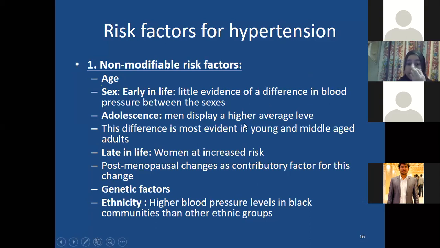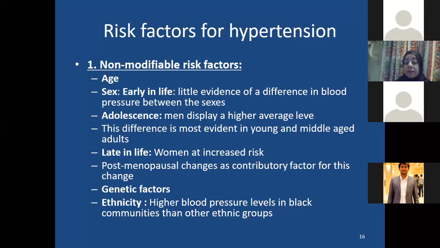In adolescence, men display a higher average level of blood pressure compared to females. In older ages, men have a higher blood pressure. This difference is most evident in young and middle-aged adults. And later in life, women are at increased risk. The reason may be post-menopausal changes that contribute to this change.